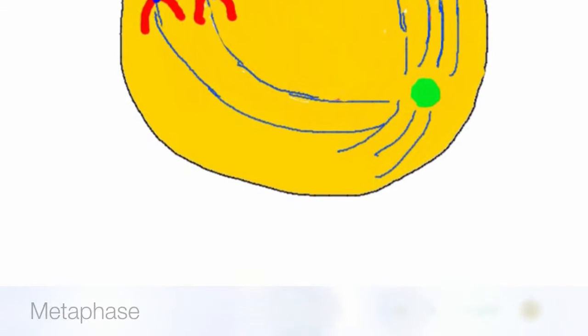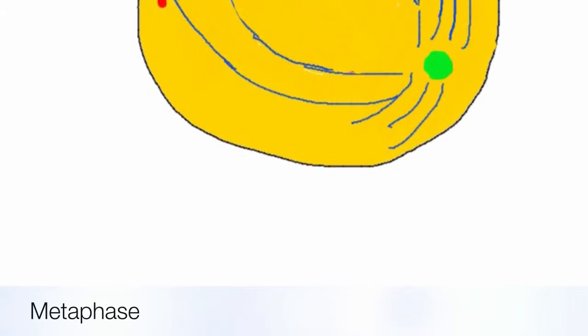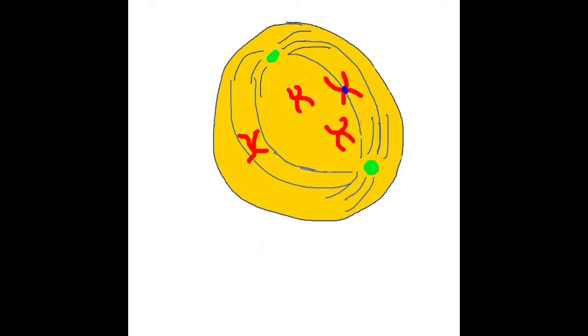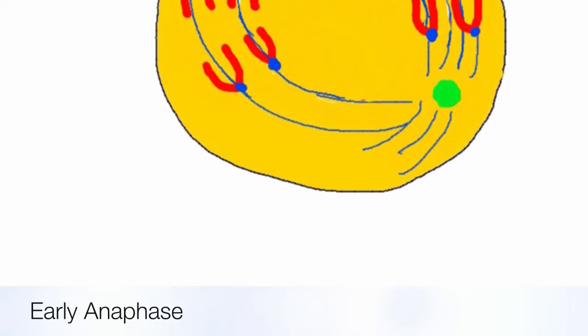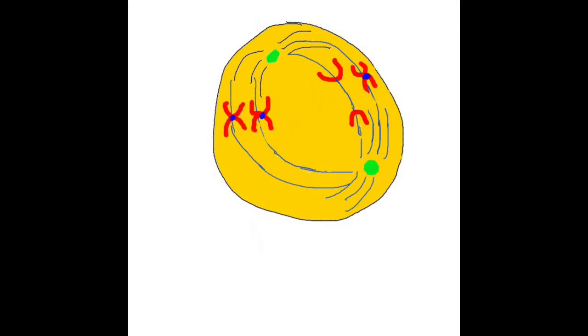The doubled chromosomes and their centromeres attached to the spindle fibers line up at the mid-cell in metaphase. In early anaphase, the centromeres split. Half of the chromosomes move to one pole and the other half to the other pole.